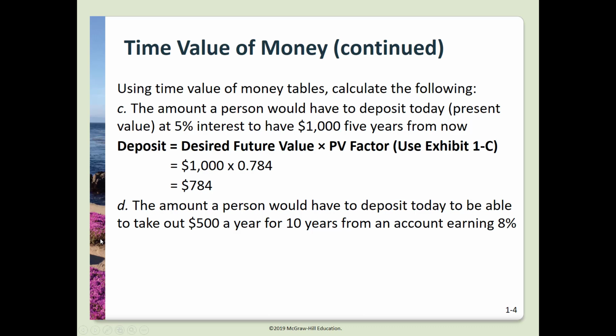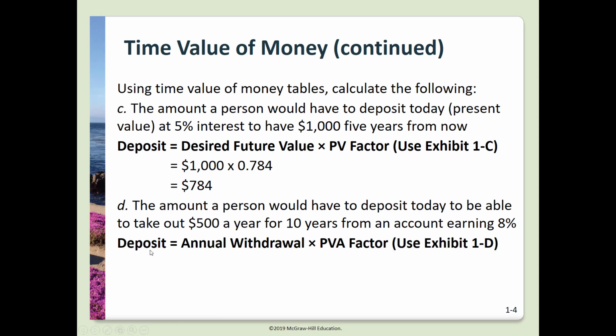The amount a person would have to deposit today to be able to take out $500 a year for 10 years from an account earning 8%. So while we're depositing something today, this problem is really interested in withdrawals. In this case, we want to withdraw $500 a year for 10 years. And so the formula we need, again, we are interested in the deposit today, that's our present value, in order to withdraw annually the $500, and we have to multiply it by our present value annuity factor. So you'll notice again it's got a little A here, unlike the previous one, because we're working with multiple withdrawals.